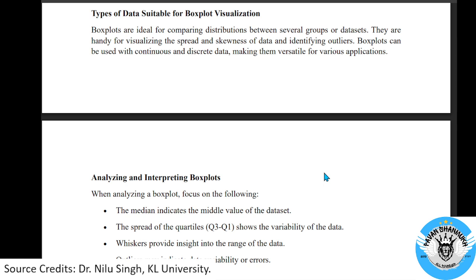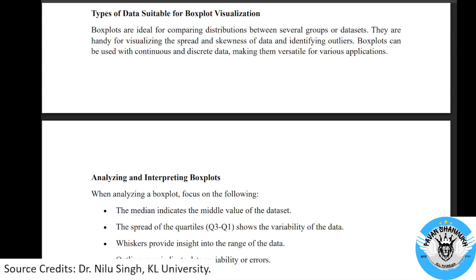Types of data suitable for box plot visualization. What type of data could be suitable for us? So box plots are ideal for comparing distributions between several groups or datasets. So they are handy for visualizing the spread and skewness of data and identifying outliers. So box plots can be used with continuous and discrete data, making them versatile for various applications. So let me elaborate these three lines.